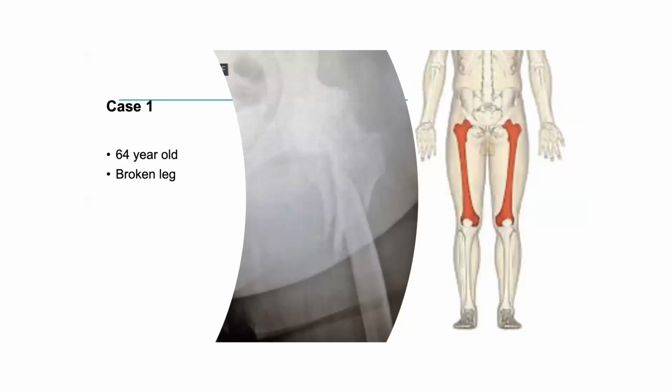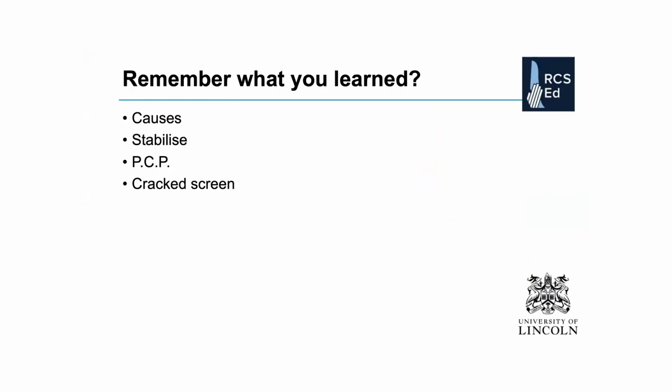This is a 64-year-old gentleman who has a broken leg, and you can see the x-ray on there. This is the femur, and you can see it is shattered, and this is where the femur is, I just showed you on the picture there. So remember what we have learned. We're going to put a poll on there, and I hope you guys can tell me your thoughts about how we should manage this fracture. First of course, we want to find out what causes it, how we're going to stabilize it, and the principle that we talked about.